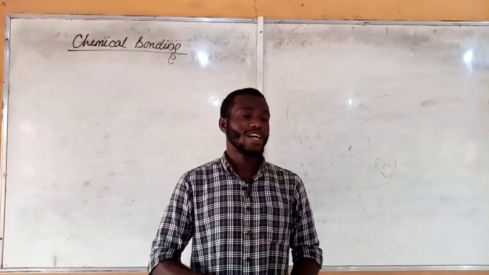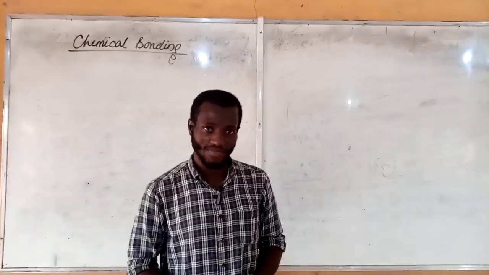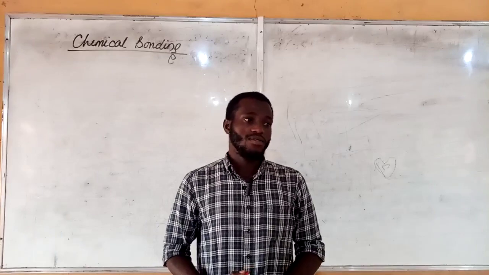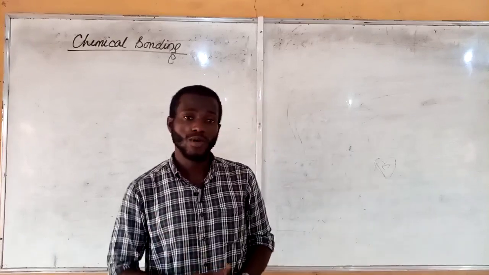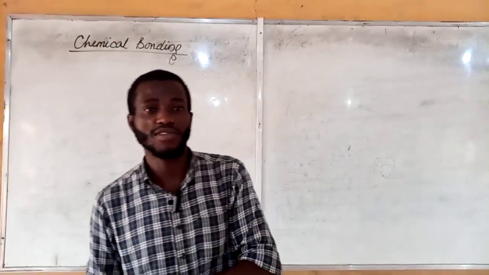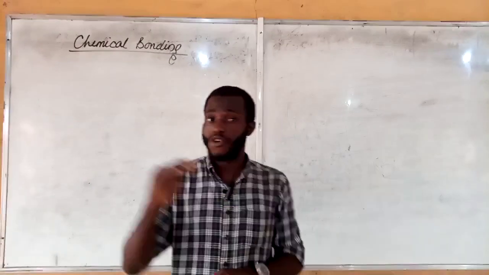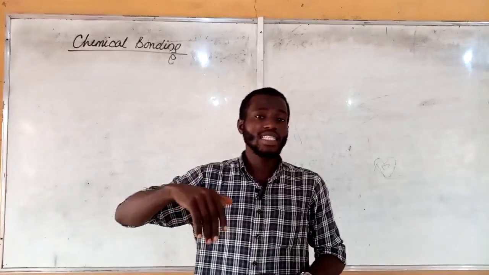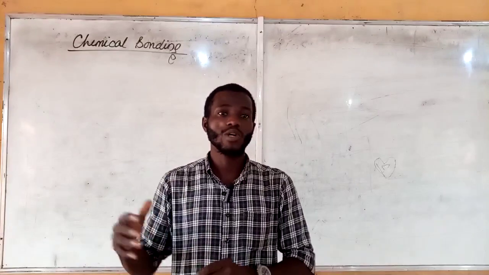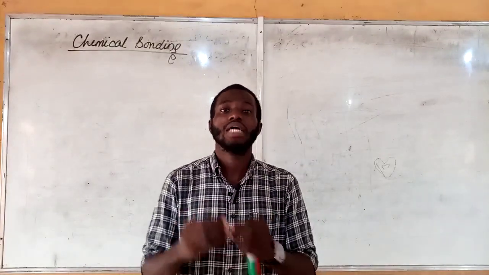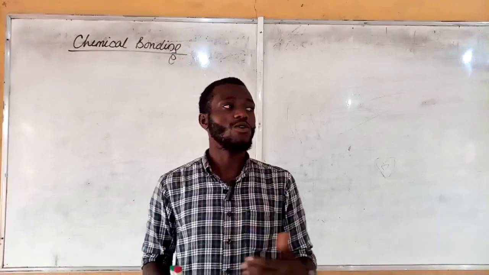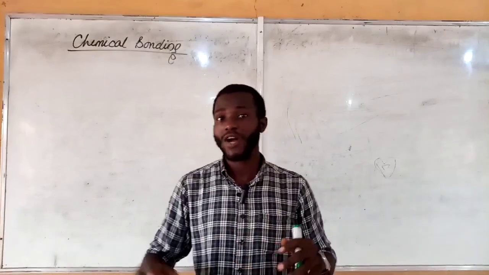In today's video, we are going to be discussing chemical bonding. Now, naturally, chemical elements do not exist in free forms. Most chemical elements, there are some which exist in free forms, and the ones that exist in free forms are basically noble gases. Why? Because they are stable. And the other ones exist in bonded form because they are unstable.